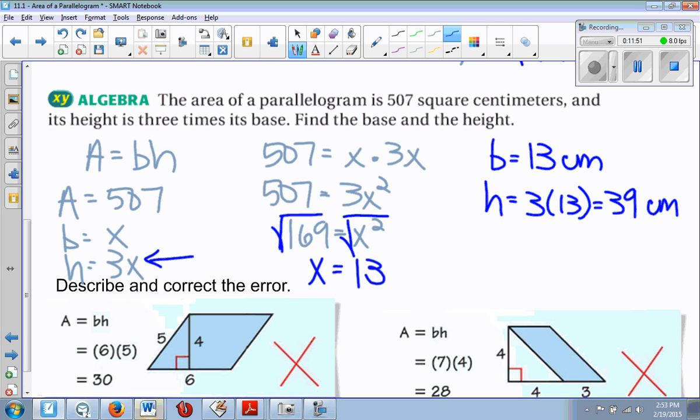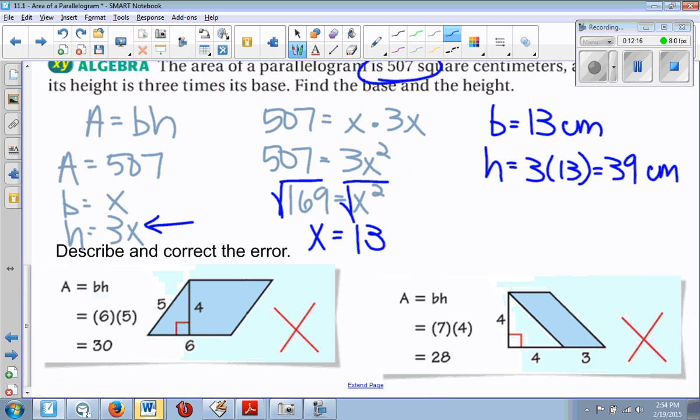If you want to do a quick check and see, did I do this right, take the answers that you got from base and height, and if you multiply them together, you should get the area of the parallelogram that you were given to start the problem. Now, if I do that in my calculator myself, 13 multiplied by 39, I get an answer of 507, so I know that this has to be correct.